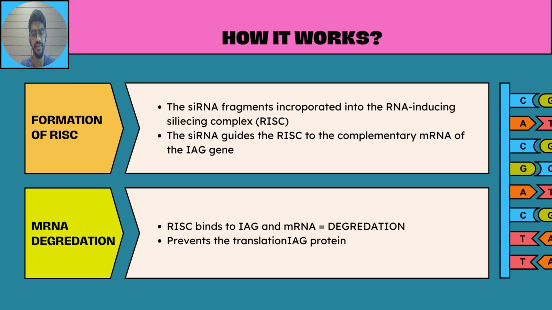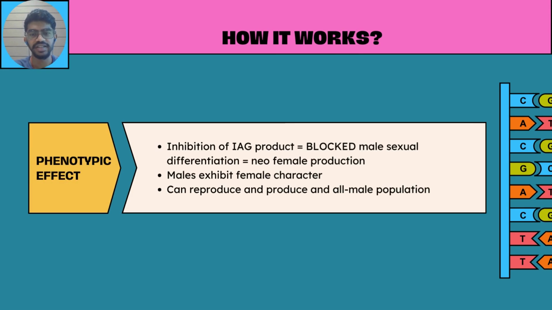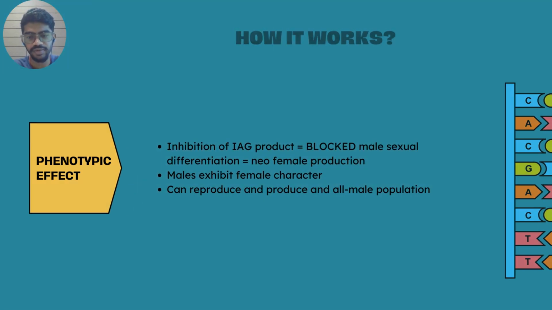Next is mRNA degradation. RISC binds to the IAG mRNA, which results in its degradation. This prevents the translation of the IAG protein. The final step is the phenotypic effect. The inhibition of IAG products blocks male sexual differentiation, which produces a male phenotype.